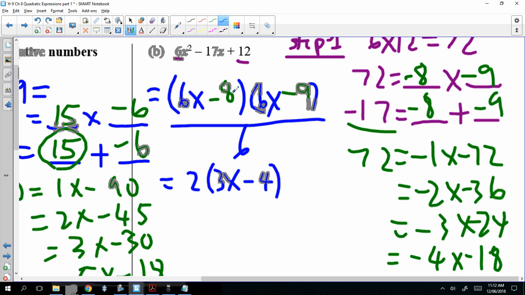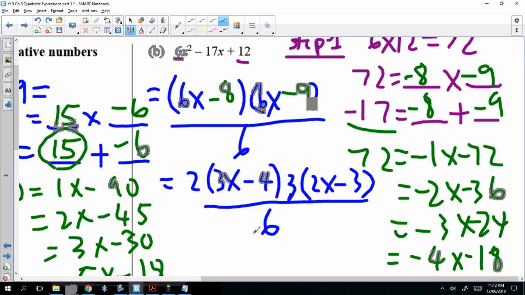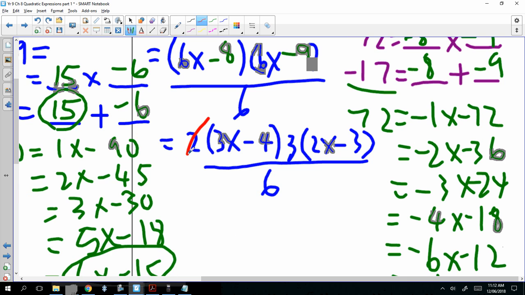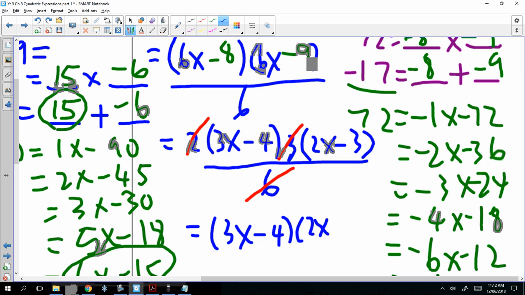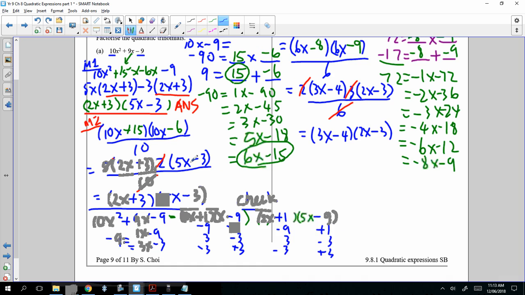You took the 2 from both the 8 and the 6. How about the second bracket? What's common? 3, 2x minus 3 over 6. And what will happen? The 2 and the 3 cancel the 6 out. Which means you're left with this. Done. That's your factorize. Any question? So non-monic can be very tricky. I'll show you all 3 methods. I think method 2 seems to be the simplest. Okay, but you're welcome to use guess and check if you like.